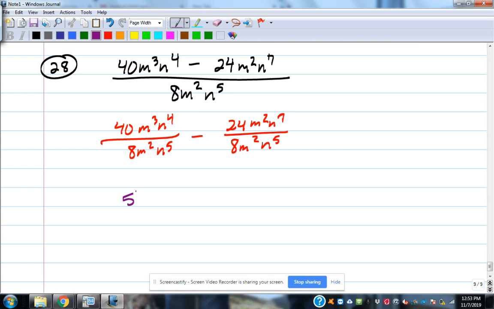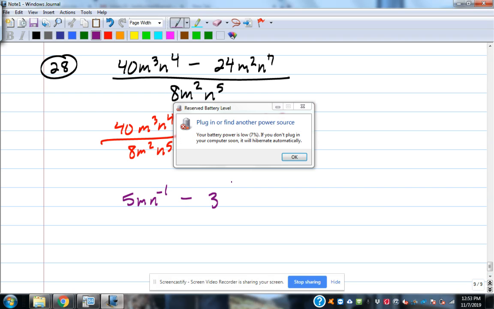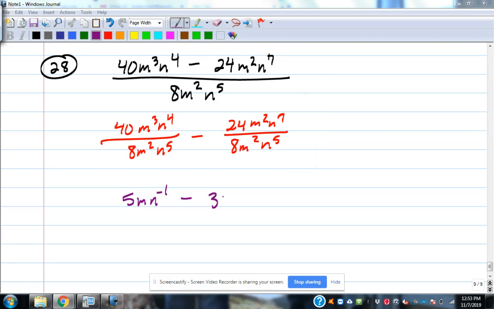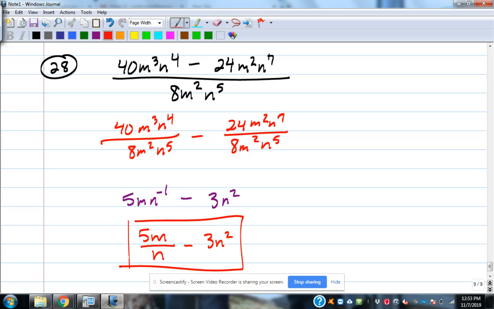So that's going to be 5m n to the negative 1, 3n squared, right? How do we fix that? Put the n on the bottom. So it's 5m over n minus 3n squared. Is that in descending order the right way? Which letter do we go by? M, because it's first in the alphabet. Okay. That's the check on that.